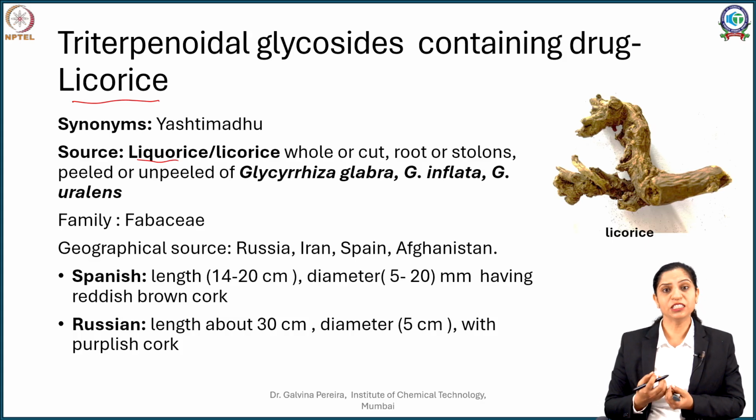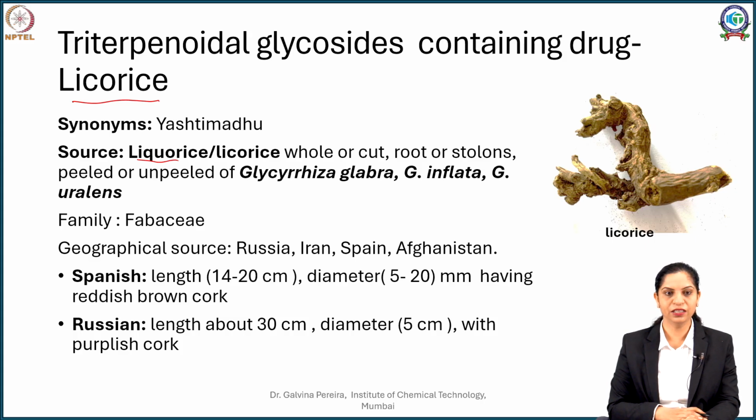Now there are numerous species of licorice. The most common ones in the market are Glycyrrhiza glabra, Glycyrrhiza inflata or Glycyrrhiza uralensis. These are the common ones and belong to the family Fabaceae. Now most commonly licorice is cultivated in and occurs in Russia, Iran. If you go to Middle Eastern countries, you will get a lot of licorice candies. It is also cultivated in Spain, Afghanistan and also in India.